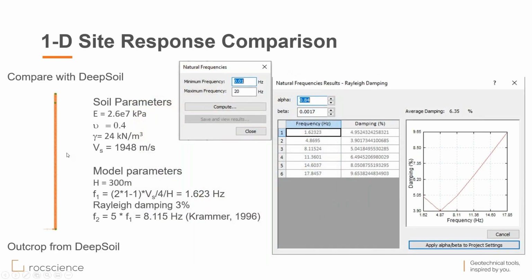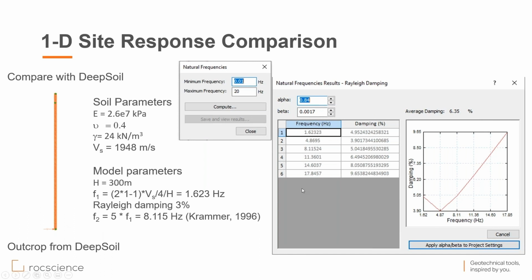And here's one of the 1D site response comparisons between our program RS2 and another 1D program called DeepSoil. Here the soil parameters have Young's modulus equal to 2.6, Poisson's ratio equal to 2.4, unit weight of 24, and from that we can calculate the shear wave velocity equal to 1948 meters per second. The height of the model is 300 meters, and from that we just use the analytical solution to get the first frequency equal to 1.623.